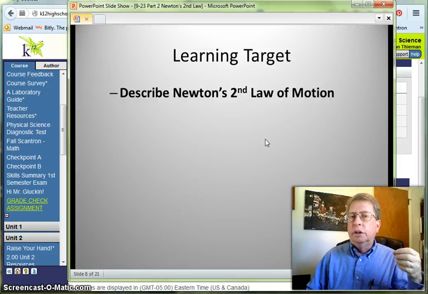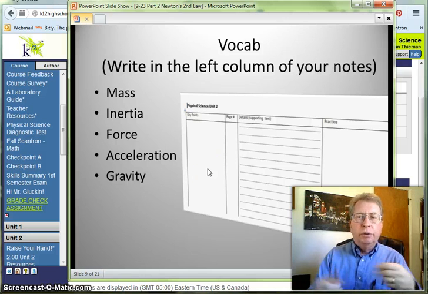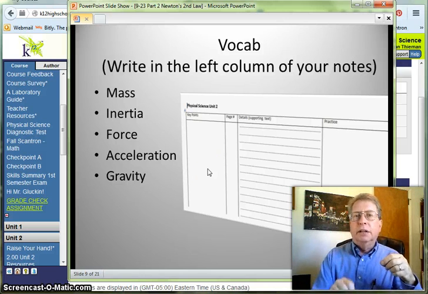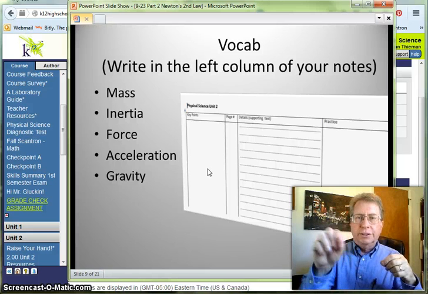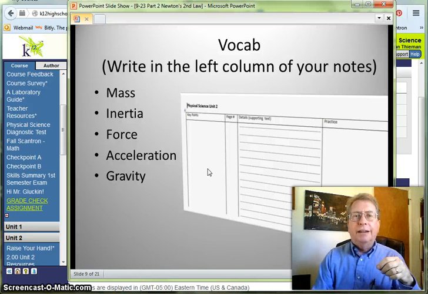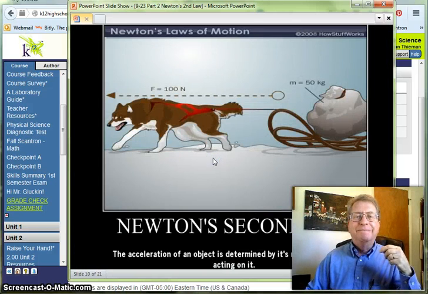So today you're going to be able to describe Newton's second law of motion. So make sure you have these vocabulary words in the left column of your notes. And as we go through here today, look for main ideas, main concepts, like write down Newton's second law of motion in the left-hand column, and be ready to fill in something in the right-hand column so you can have those notes stuck in your mind forever, okay?